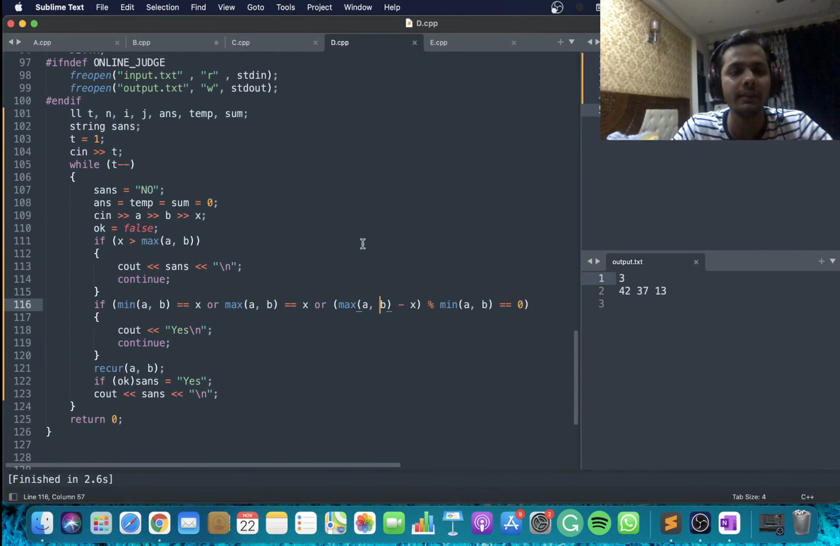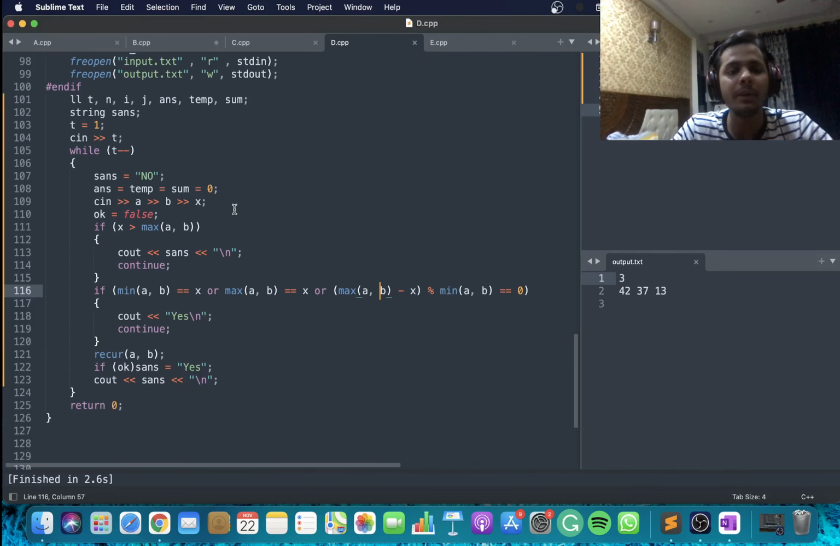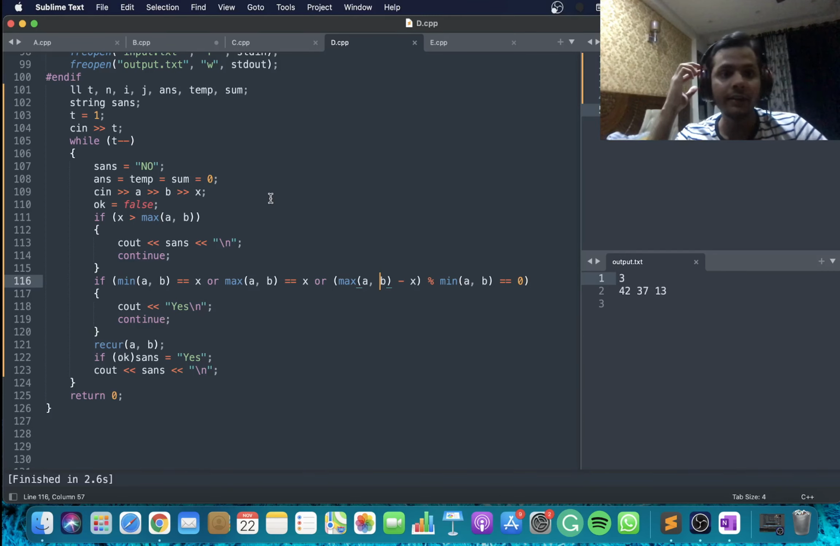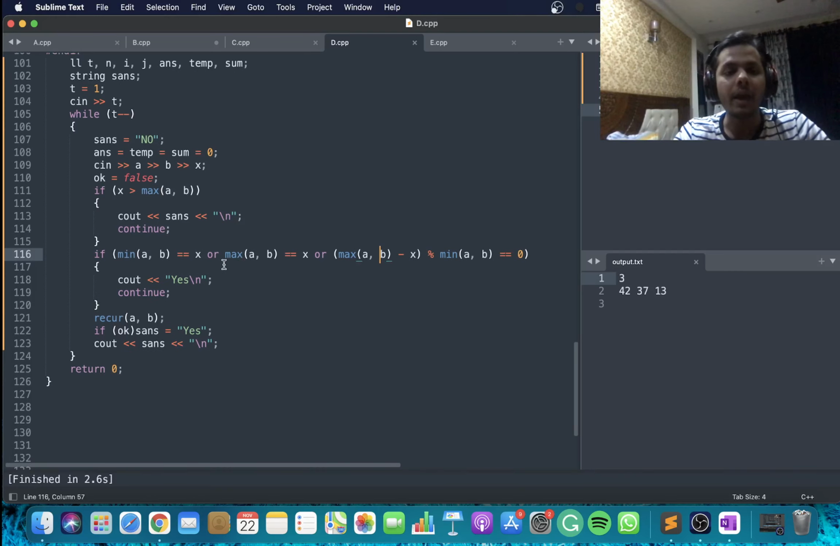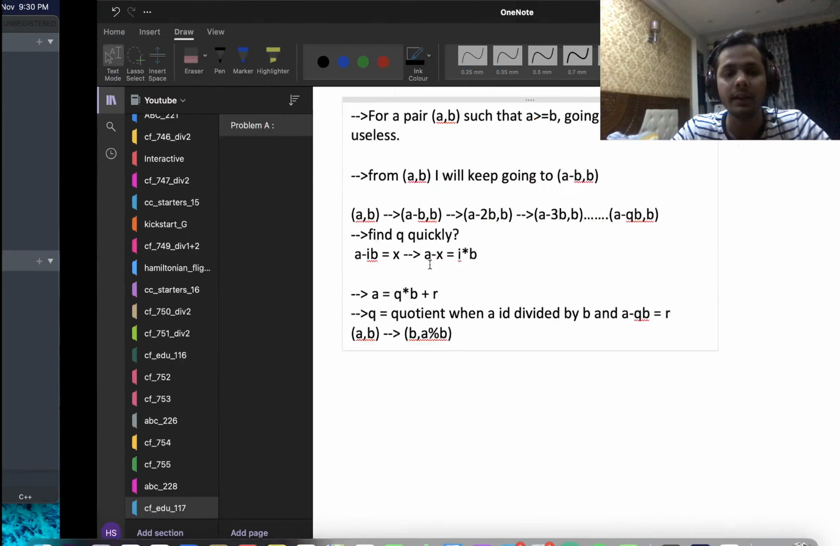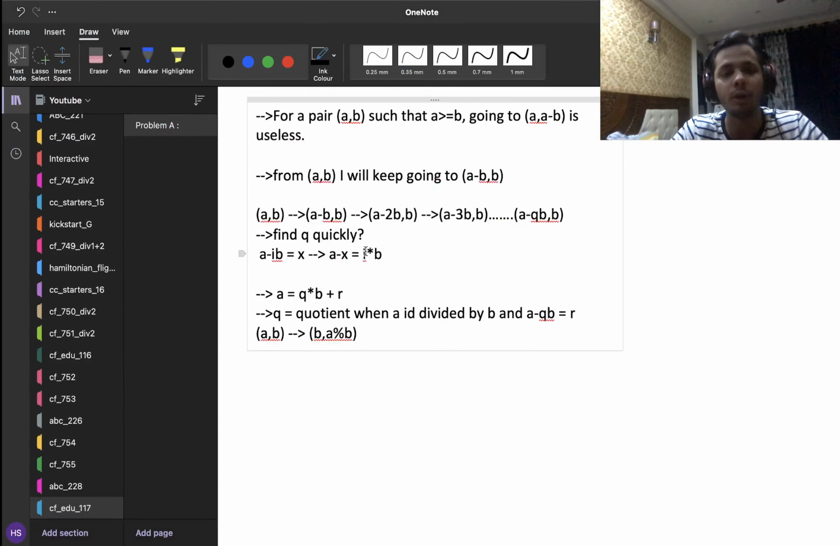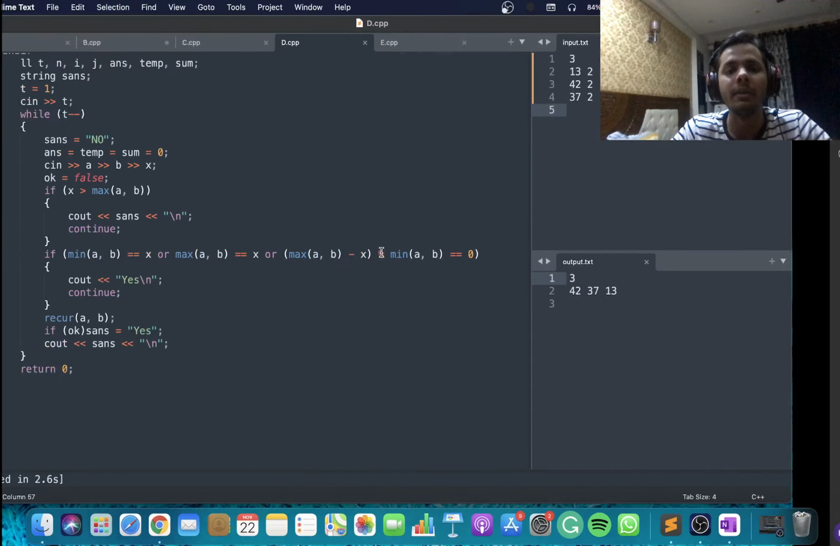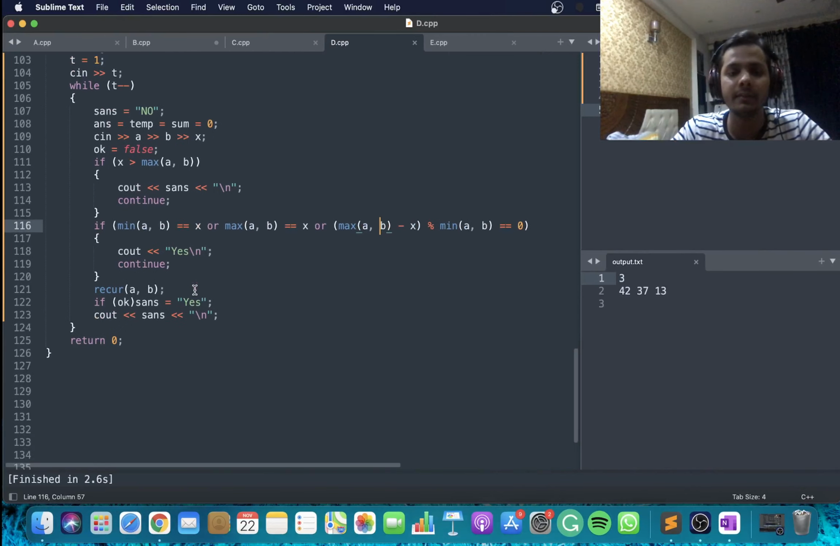Okay, so what I'm doing here is that I'm taking an input a comma b comma x. Obviously, if x is greater than the maximum of a comma b, then the answer will be no. And also, if x is equal to a or b, or I can get the answer from the state a comma b, that is maximum minus x modulus minimum is equals to 0 or not. Again, the condition here is a minus x modulo b should be equal to 0, where a is the maximum and b is the minimum. So if that is true, I can just simply output yes. Otherwise, I will recursively try to find the answer from a and b.